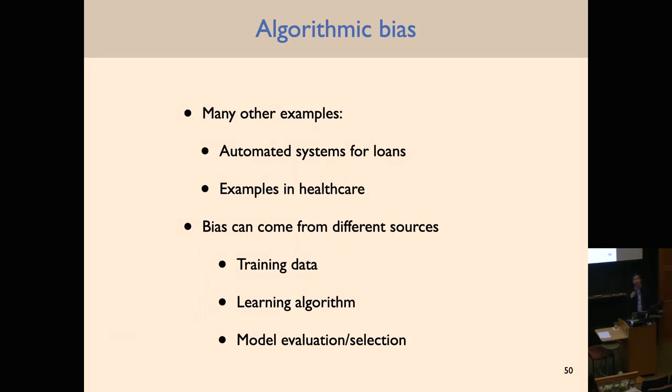And this bias, this unfairness can come from different sources. So a major source has to do with the training data. So if your training data itself is biased and you're just minimizing your training loss, then the thing that you learn is also going to be biased. There's potentially other sources of bias as well. So the learning algorithm or model evaluation and selection. So at the end, a human decides, like, should I deploy this model or not? And that can also introduce bias into the system.